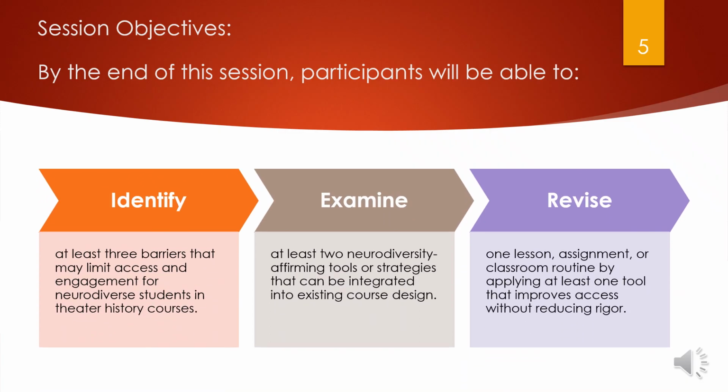Before we move forward, I want to briefly outline what this session is designed to do. By the end of this session, you'll be able to identify at least 3 common barriers that may limit access and engagement for neurodiverse students in theater history courses. You will be able to examine at least 2 neurodiversity affirming tools or strategies that can be integrated into your existing course design. And finally, you'll have the opportunity to revise one lesson, assignment, or classroom routine by applying at least one of these tools in a way that improves access without reducing rigor. The goal here is not to redesign an entire course, but to walk away with something practical that you can implement right away.